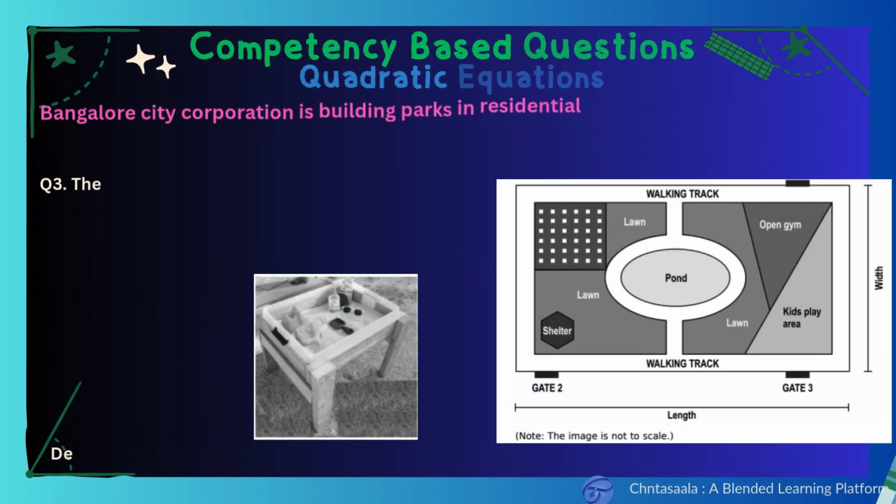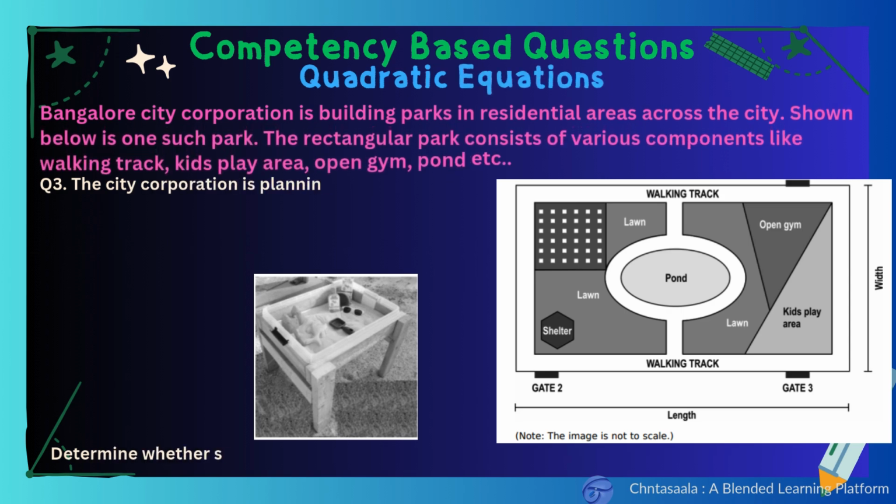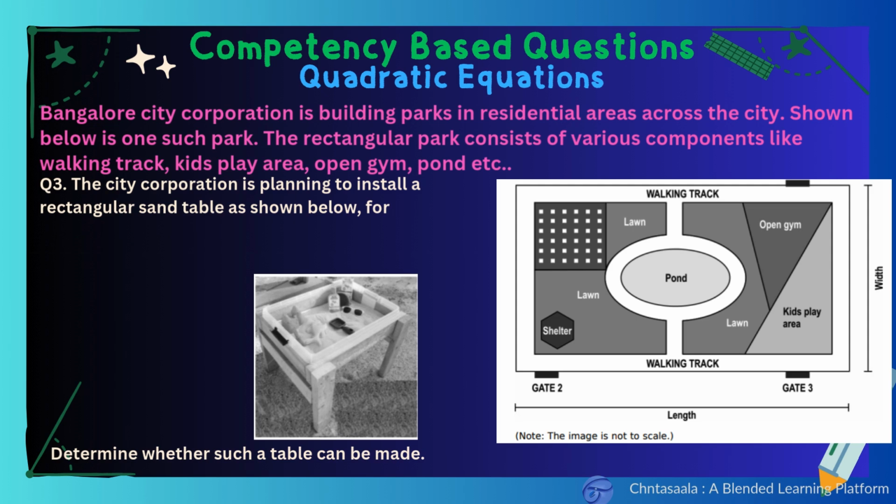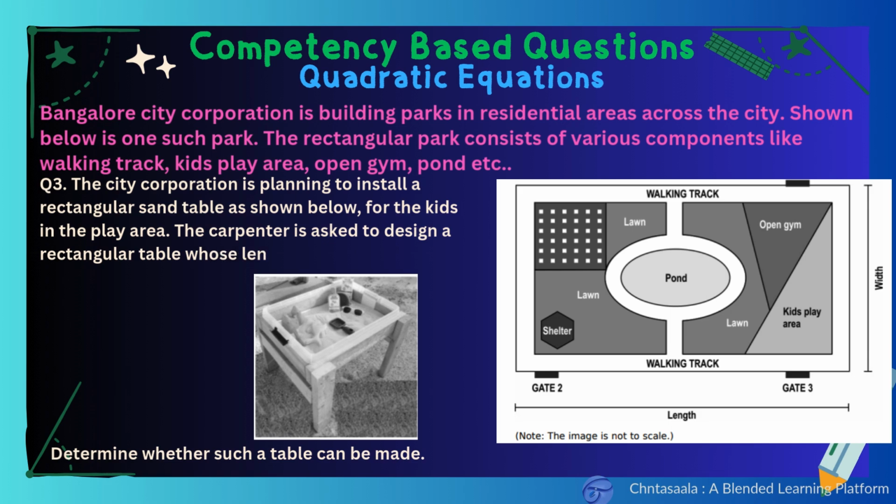The next question based on the above scenario is: the city corporation is planning to install a rectangular sand table as shown below, for the kids in the play area. The carpenter is asked to design a rectangular table whose length is thrice its width and the area is 108 square meter.